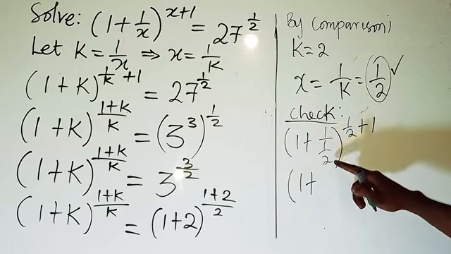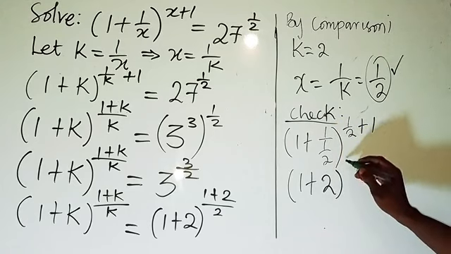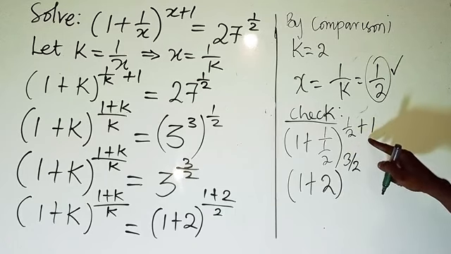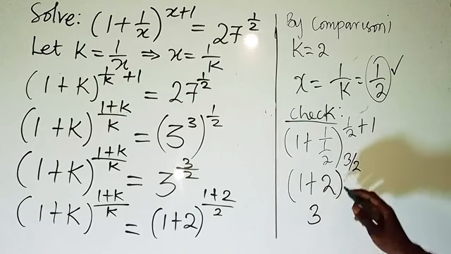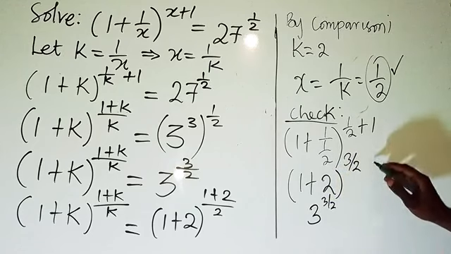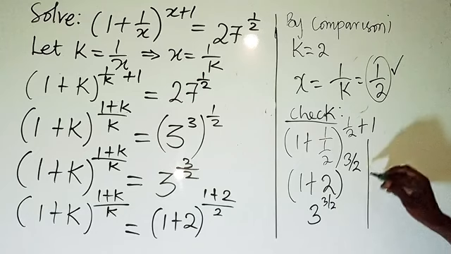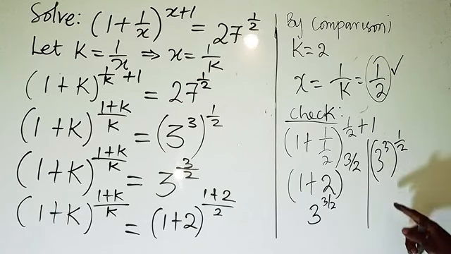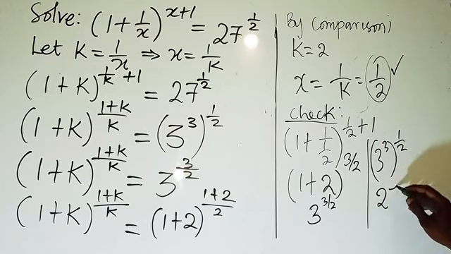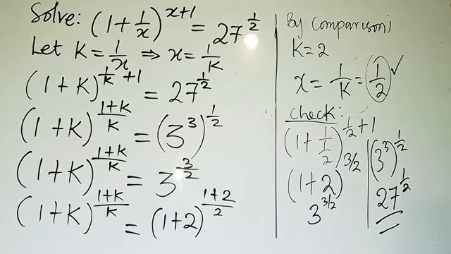It means we are taking the reciprocal of 1 over 2, so automatically this will give us 2. Then this will be 3 over 2 if you take this to a single fraction. So now from here, we have 3 raised to power 3 over 2. We can rewrite this as 3 to power 3, then 1 over 2. So 3 to power 3 is 27. We have 27 to power 1 over 2, and that is it.